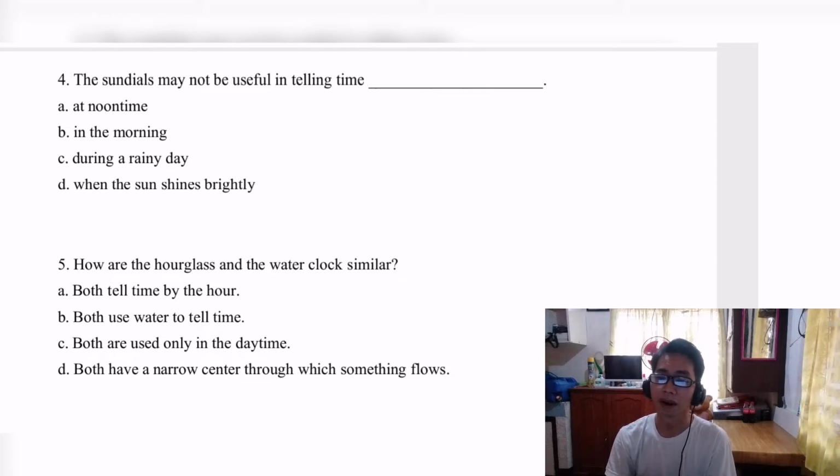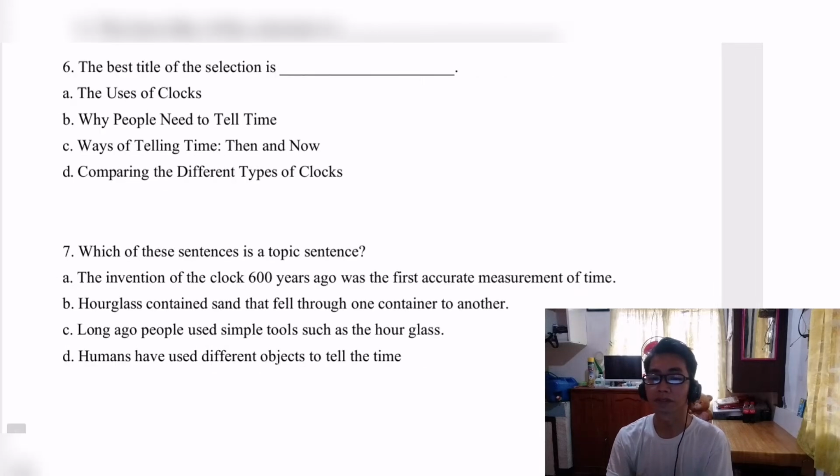Number 5. How are the hourglass and the water clock similar? A. Both tell time by the hour. B. Both use water to tell time. Letter C. Both are used only in the daytime. And lastly, for letter D, both have a narrow center through which something flows.